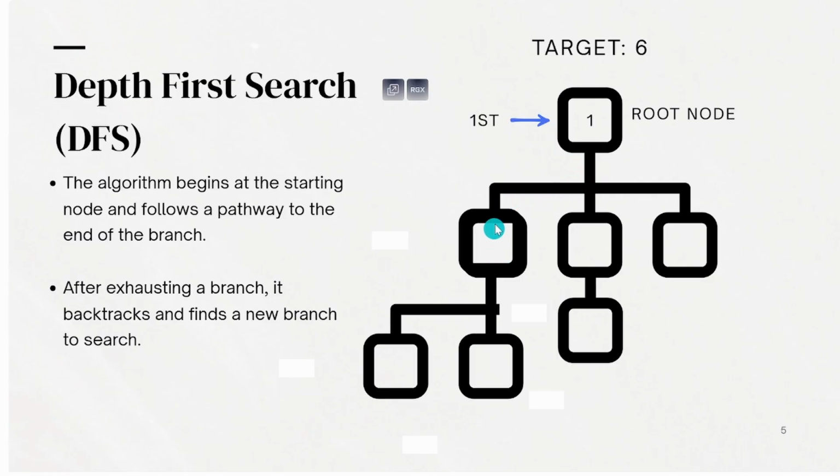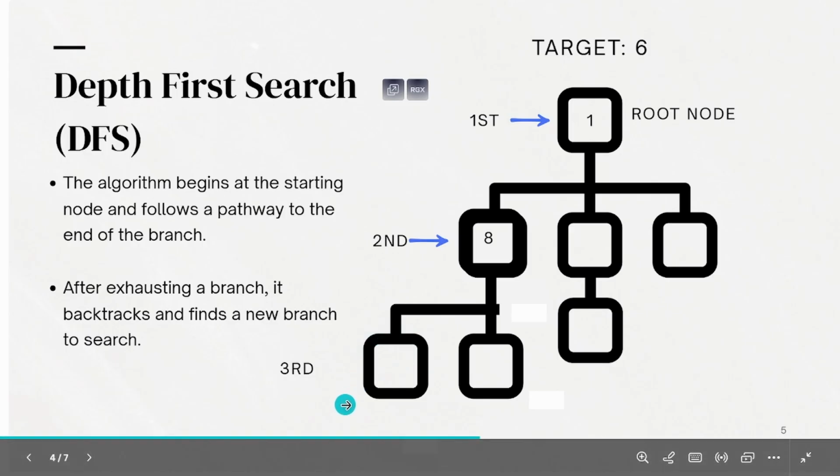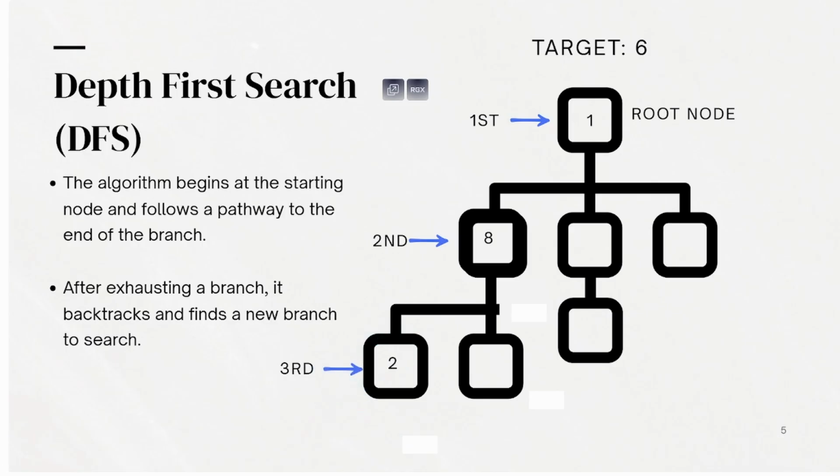We're going to illustrate using this far left branch. So you'll notice that the second check would happen at this node, and we find the number 8. Again, not the correct target value. So it will continue its way down this branch all the way to the end, where it will perform its third check, and it finds the number 2, also not the target number.